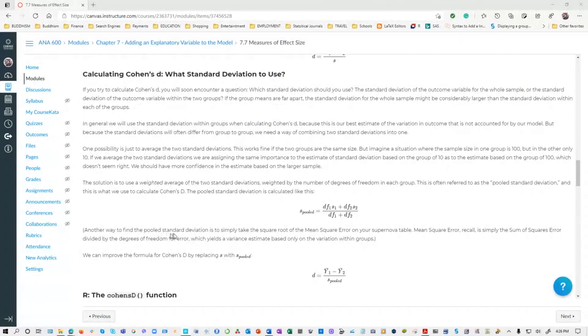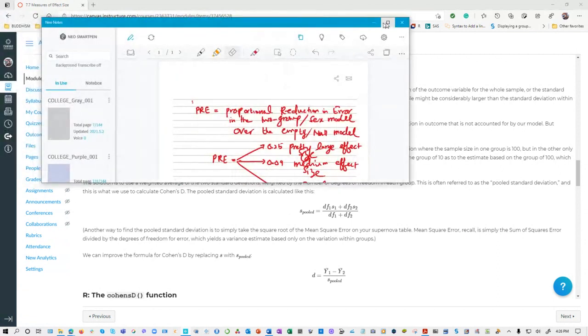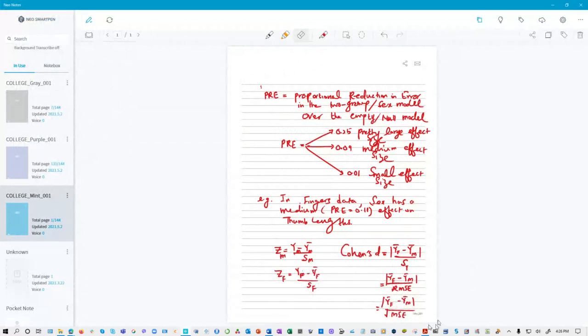Another way to find the pooled standard deviation is to simply take the square root of the mean square error on your ANOVA table. Mean square error, recall, is simply the sum of squared error divided by the degrees of freedom for error, which yields a variance estimated only on the variation within groups. So, as I mentioned over there, this can be easily calculated with the root mean squared error. Hedges' D.